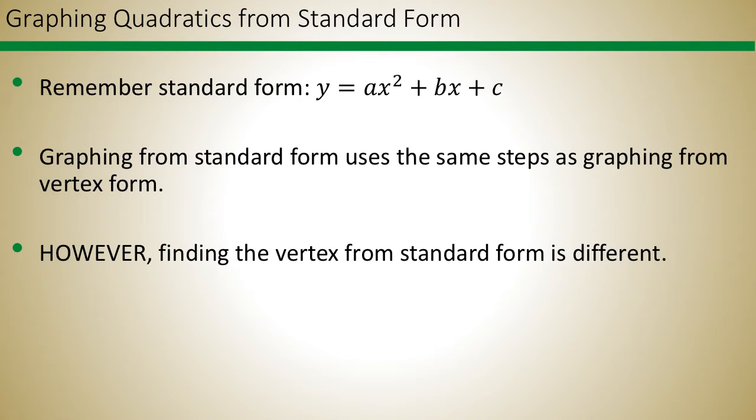So moving on, today we're going to be looking at functions that are in standard form. So remember, standard form actually looks like this. Y is equal to ax squared plus bx plus c. Okay, and then graphing from standard form uses the same steps as from vertex form, but the difference is the vertex is not immediately there in front of us. We're actually going to have to do some work to find it. Okay, so that's what's going to be different about this.